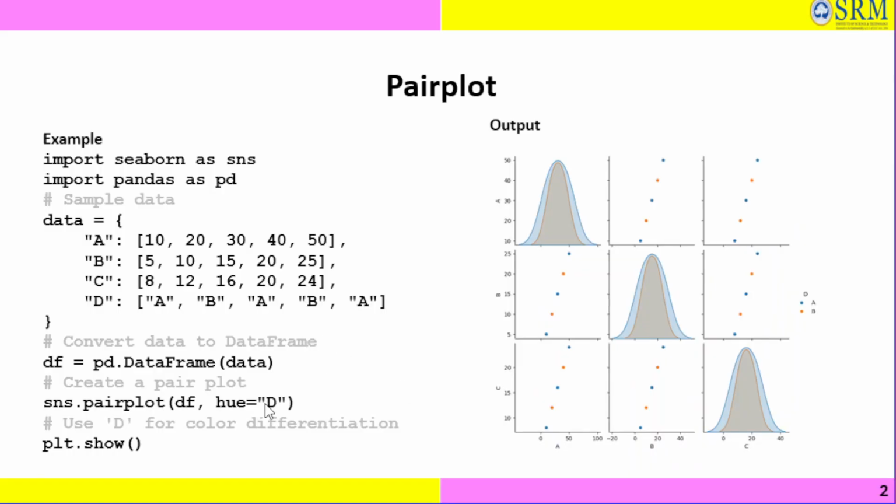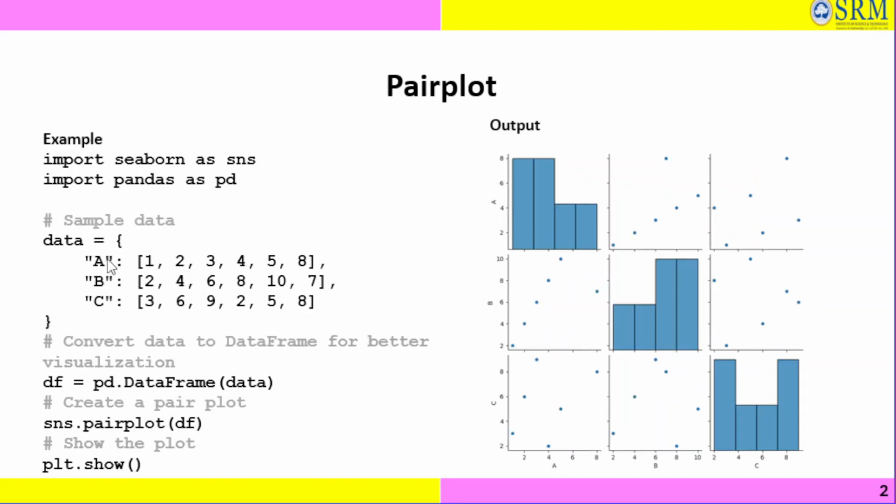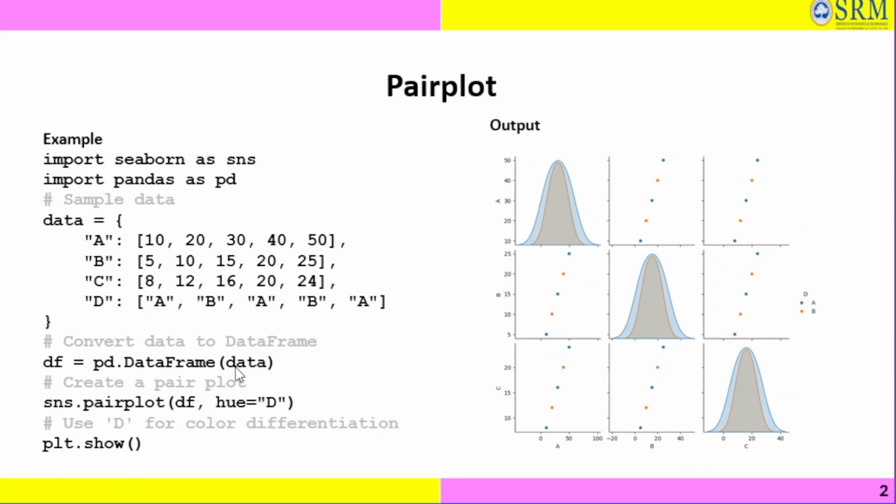We can also set the pair plot with different colors. Here, we have a hidden data column D alongside A, B, and C, and we are going to use this as a hue. Similarly, we input the data into a data frame and create the pair plot for this particular data frame called df. Now we set the hue as D, which is this D column. Based on this, it represents the data with two different colors, and then the plot will be shown.